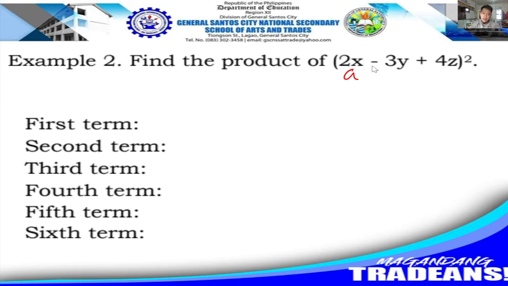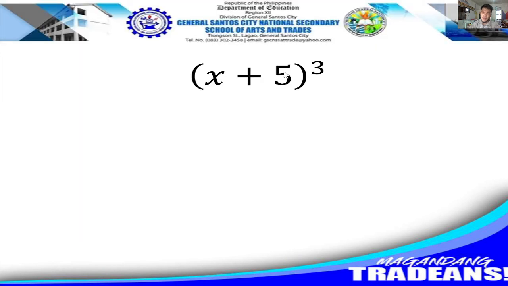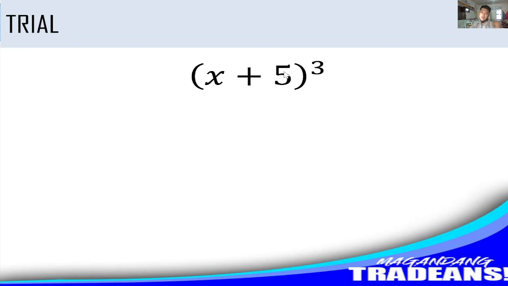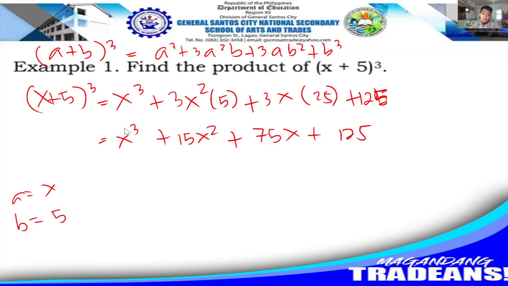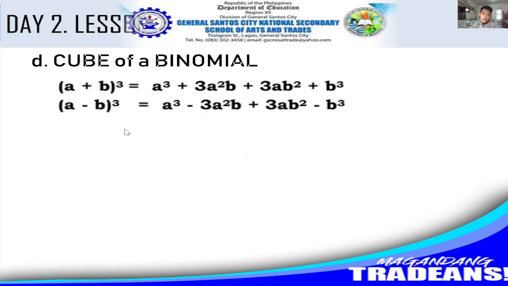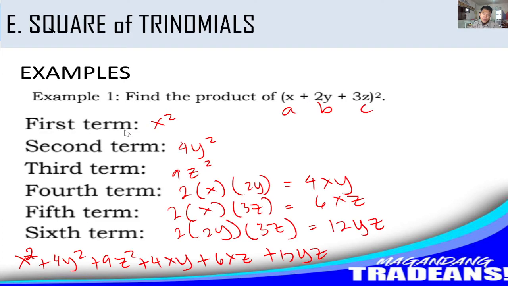Okay, hindi na magsulat. So, dito na lang muna tayo para mabilis. So, trial tayo. X plus 5 raised to the power of 3. Ibig sabihin po niyan, ano yung rule? Sabi po sa rule is, ito po. Yan po ang rule. A cubed plus 3a squared b plus 3ab squared plus b cubed. Okay, I would like you to try that one.